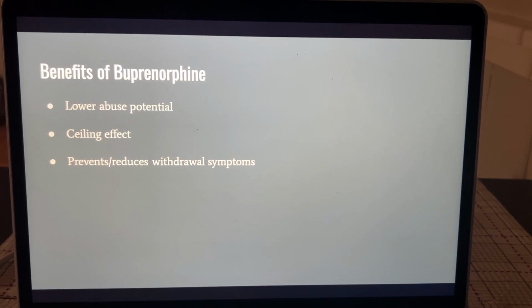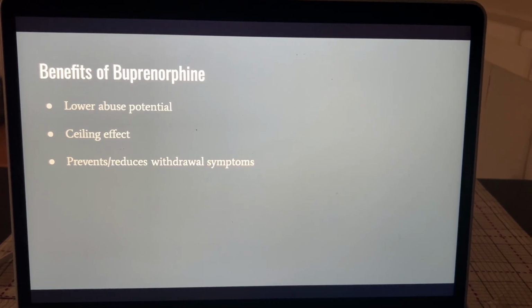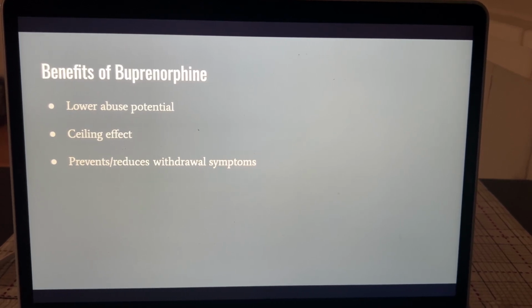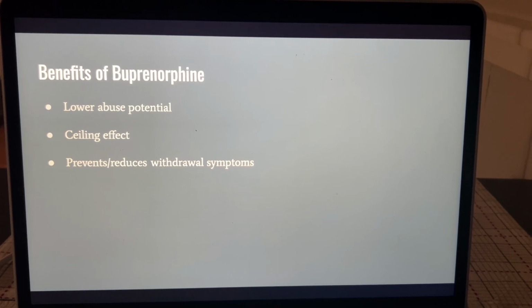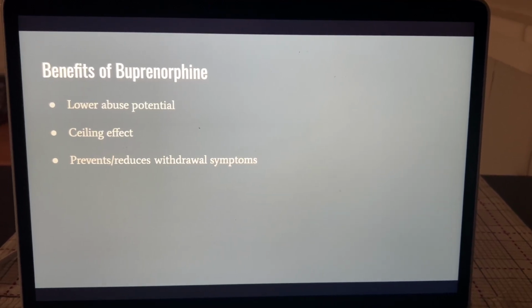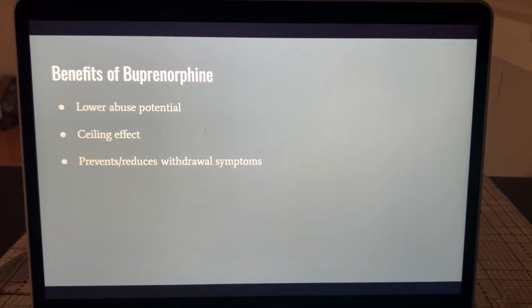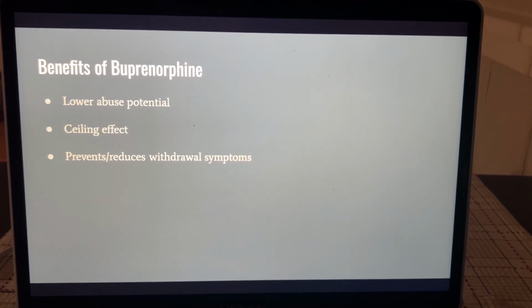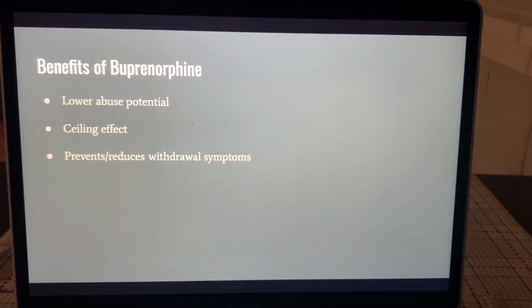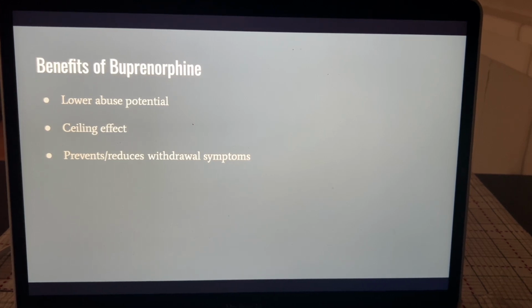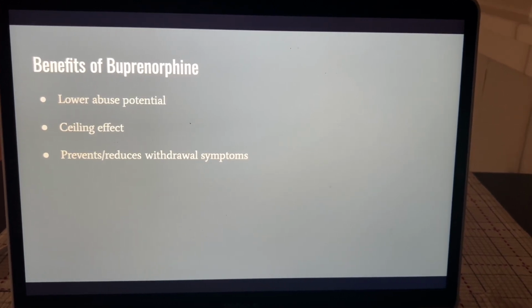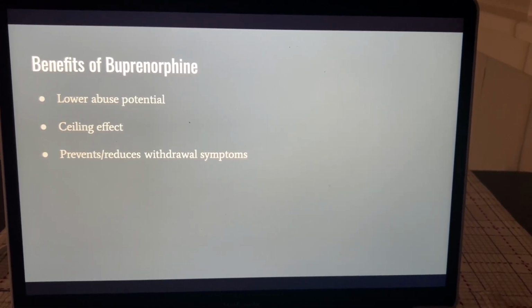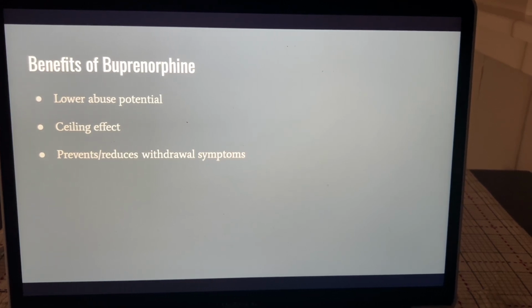Another benefit is the ceiling effect, which means that instead of continuously getting more and more of the effects, it sort of fades out over time. Once the individual hits a certain threshold, it doesn't go past that, which is really important and also plays a part in why the chances of overdose are relatively low. And then, similar to methadone, it does prevent and reduce withdrawal symptoms, which is really important for individuals that are really trying to avoid that.